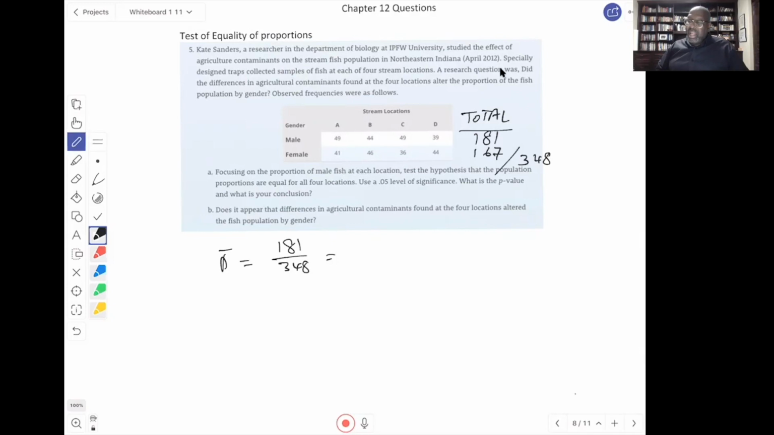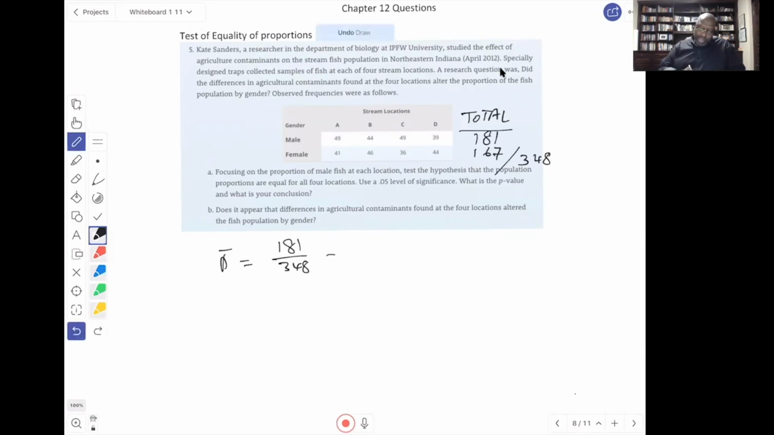And then we could take that best estimate and multiply it by the sample sizes at each location to determine what proportion of males that we actually had. Well, not proportion, what's the expected number of males, and see if that is different from what we actually had, all right? So the way in which we set up this problem is as follows.